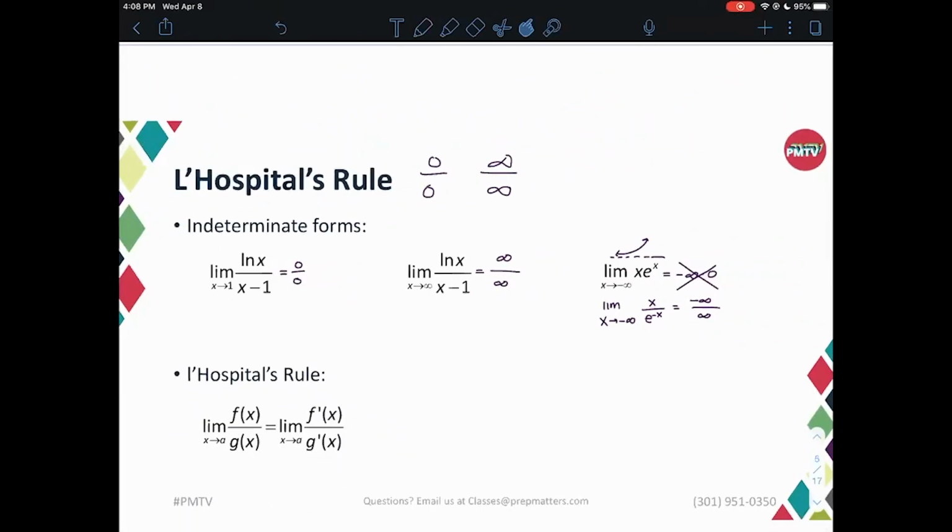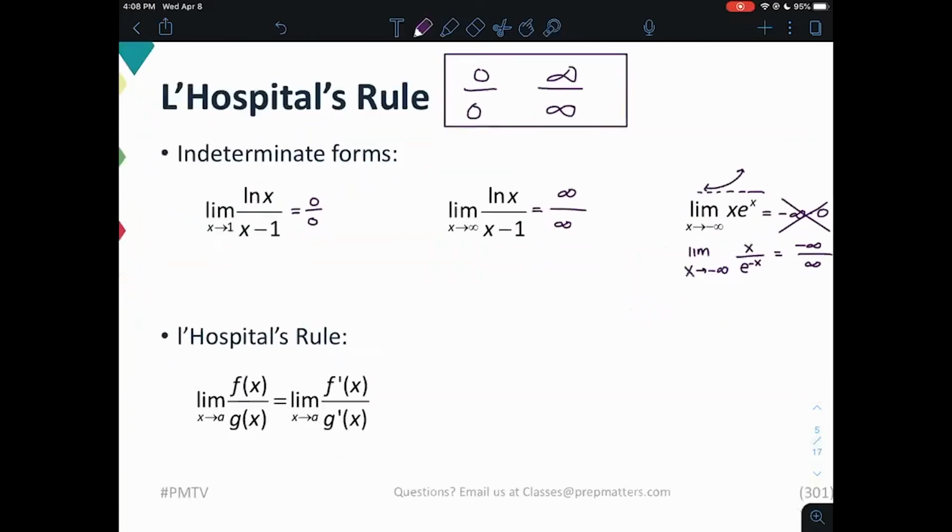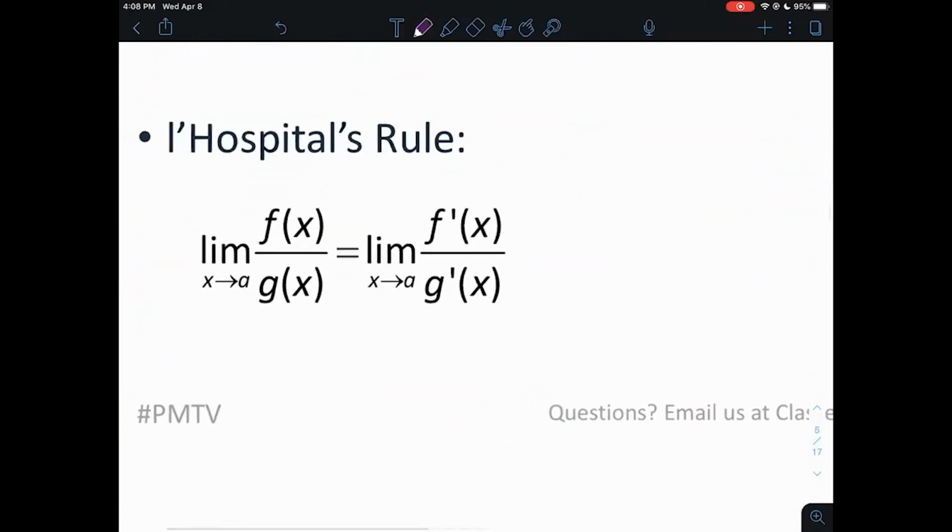But when we start with our substitution, we end up with one of these two indeterminate forms, 0 over 0 or infinity over infinity. That's when we can apply L'Hopital's rule. And L'Hopital's rule looks like this. L'Hopital's rule tells us that the limit of the quotient of two functions is equal to the limit of the quotient of the derivatives of the functions.